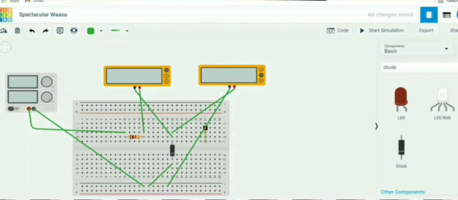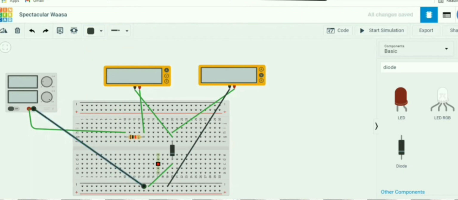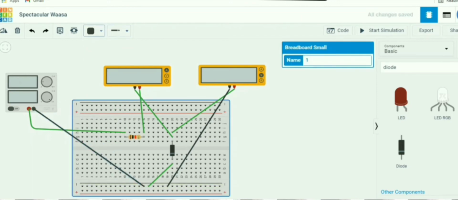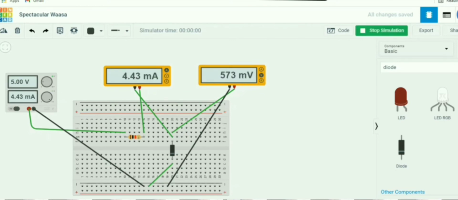If we require to change the color of the wire, then select the wire and change the color. Here we take the black color. Any one color you can choose and select. Now this is ready for simulation.